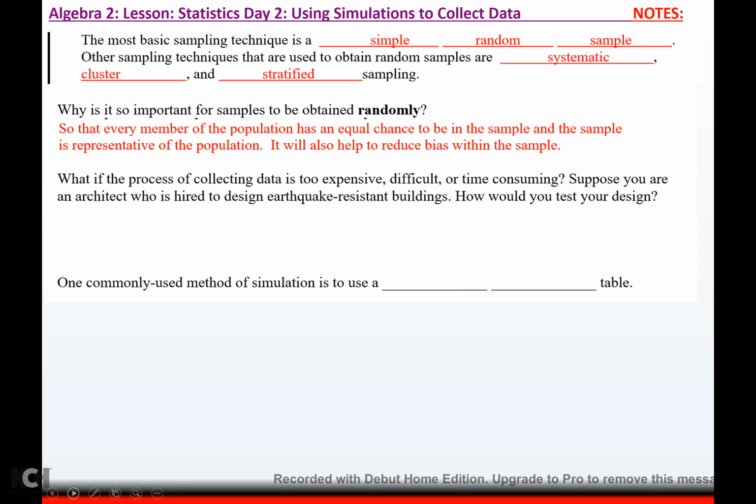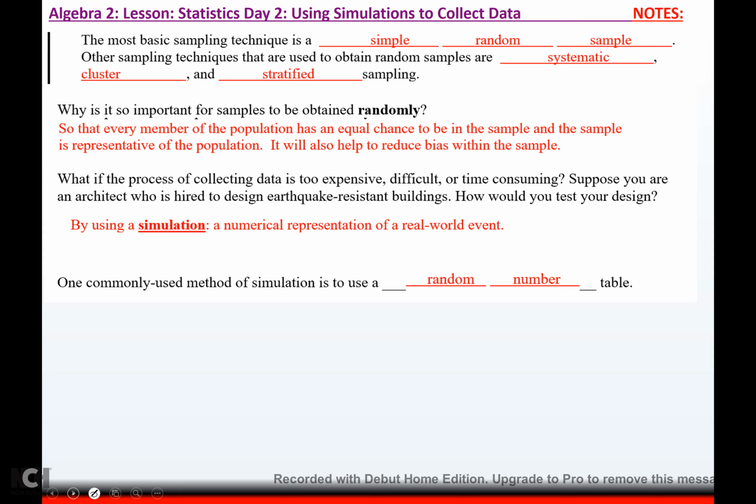What if the process of collecting data is too expensive, difficult, or time-consuming? Suppose you're an architect who is hired to design earthquake-resistant buildings. How would you test your design? Well, you could use a simulation, a numerical representation of a real-world event. One commonly used method of simulation is to use a random number table.